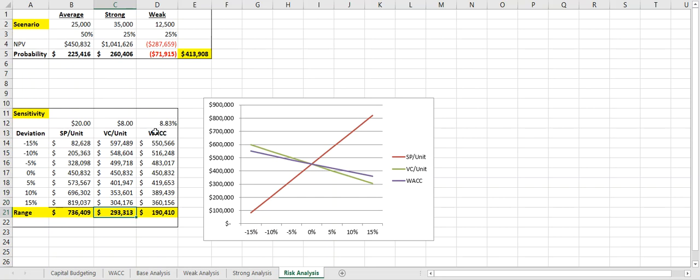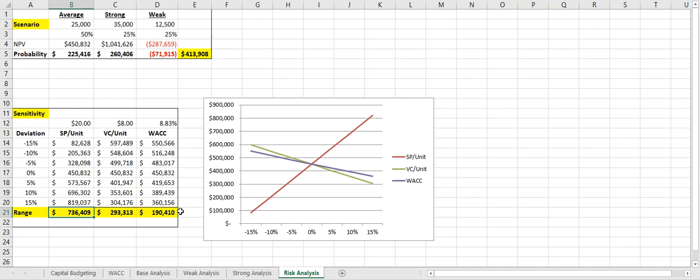The weighted average cost of capital, again, is the same. What if my cost of money changes? If it goes down, I make money. If it goes up, I lose money. And this chart shows the degree of sensitivity to these changes in variables. Notice the steepness of the line curve for selling price per unit. That's because it has a greater range of sensitivity. That's the sensitive variable for this project, naturally. If we change selling prices dramatically, that has a greater effect on profitability, whereas changes in variable cost and WACC have a flatter slope, thus their changes are not as dramatic.